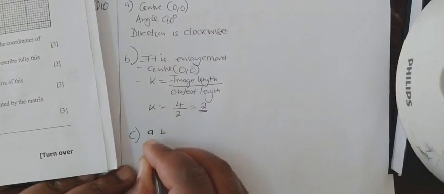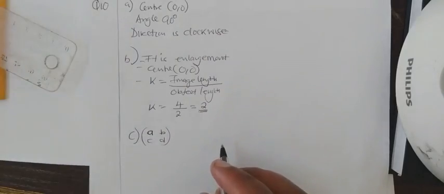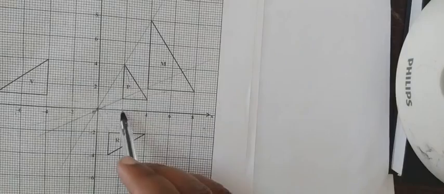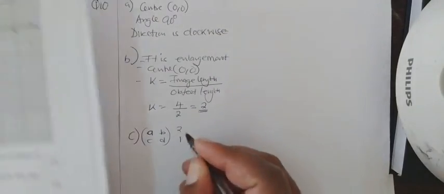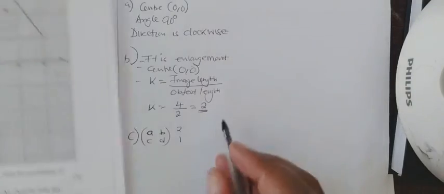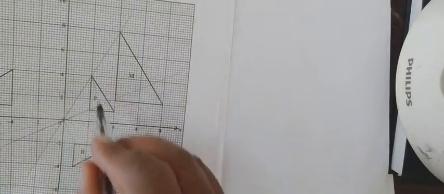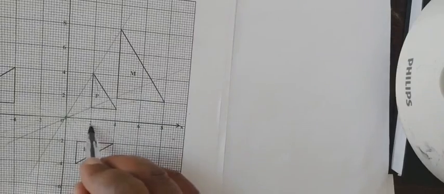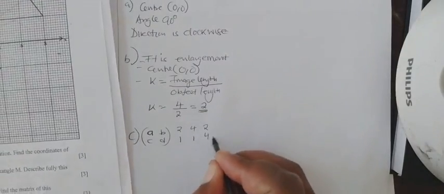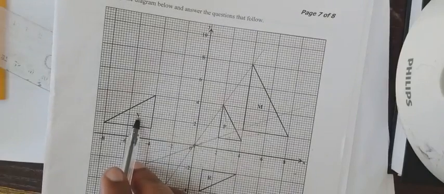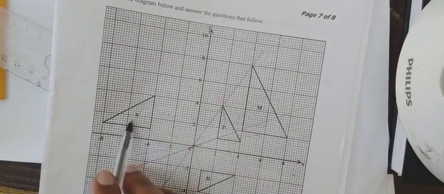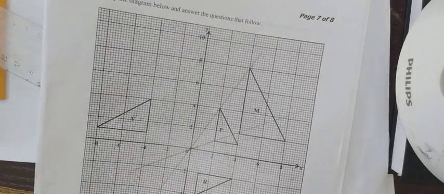When you multiply the matrix that we want, A, B, C, D, by the object. What is the object? This one. You can pick (2, 1), then (4, 1), then (2, 4). This should give you the image. What is our image? Our image is this one.